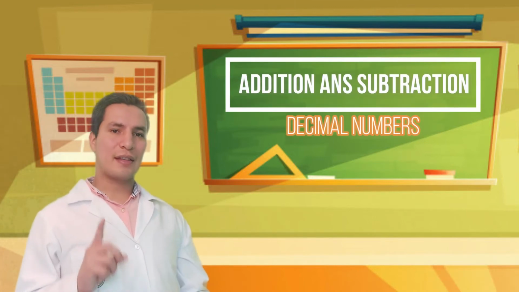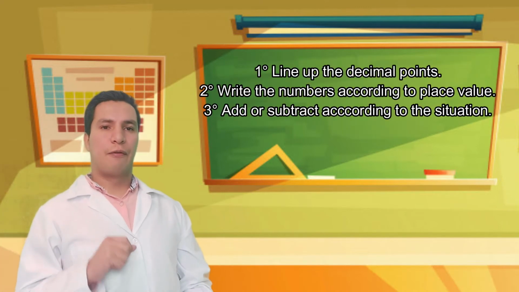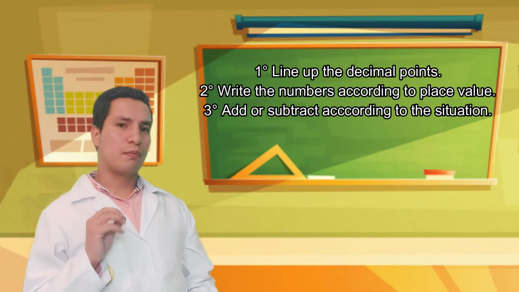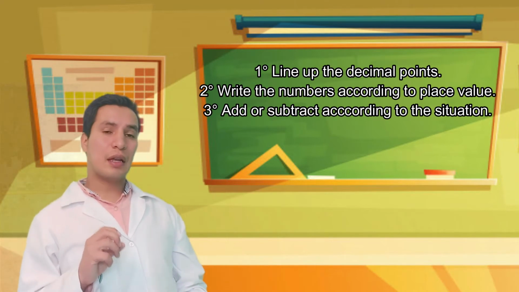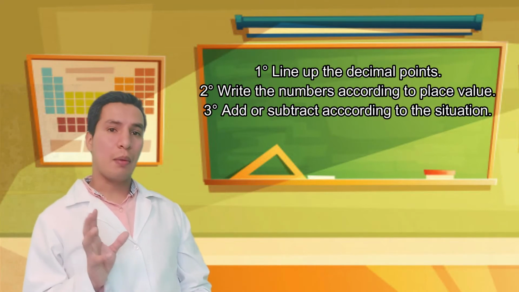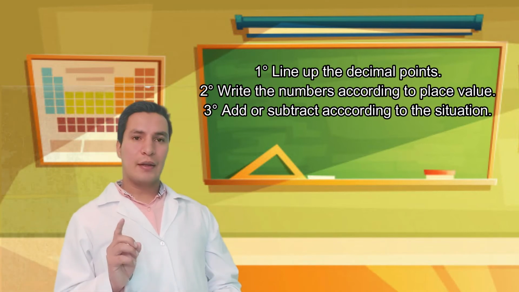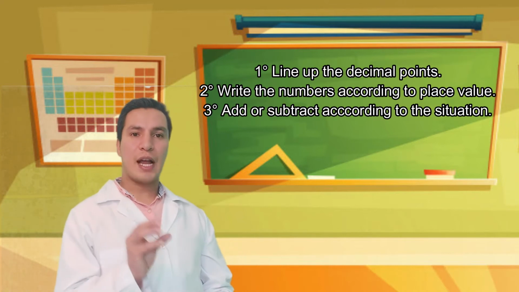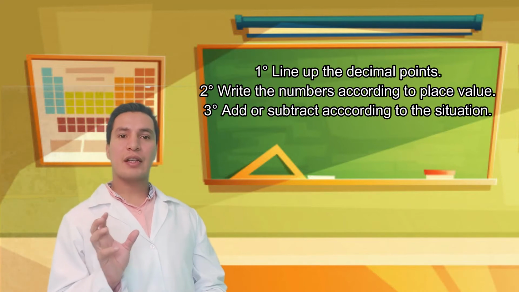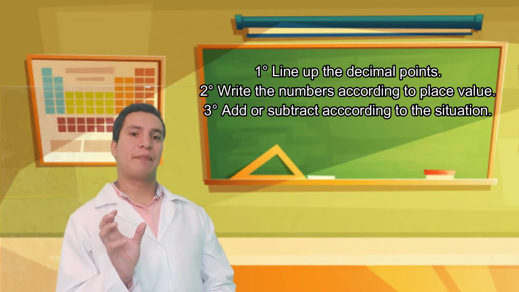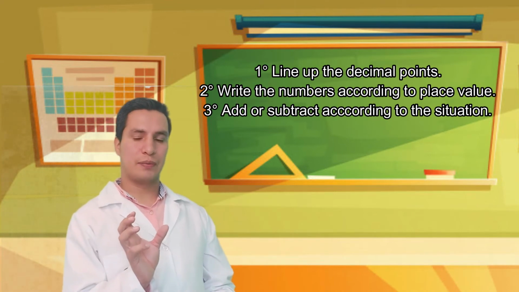Now, let's see the addition and subtraction of this type of numbers. The process is the same. You just do 3 steps. First step, and the most important, line up the decimal points. Secondly, write the numbers according to the place value. Finally, make the addition or the subtraction depending on the situation. But remember, if there are some places without digits in the decimal part, you can complete that information using zeros.